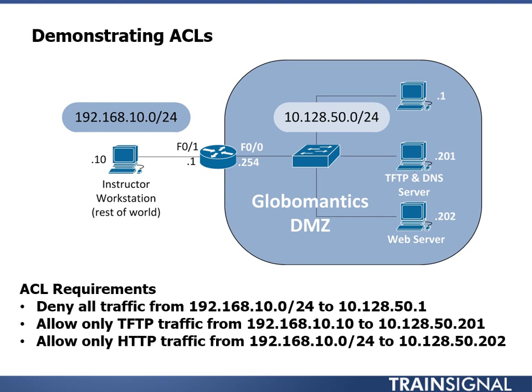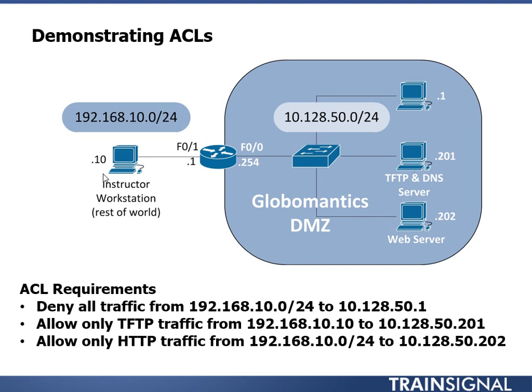So let's set up our scenario here. We have our GlobalMantix network, and we have the DMZ area here, outlined in this blue box. And the network that it's on is 10.128.50.0/24. We have a server up here with a .1 IP address, and we don't know what that does, and it's not important. We have another server here, .201, that's the TFTP and DNS server. Then we have a third server down at the bottom here, that is our web server, which is at .202, and that hosts www.globalmantix.com.